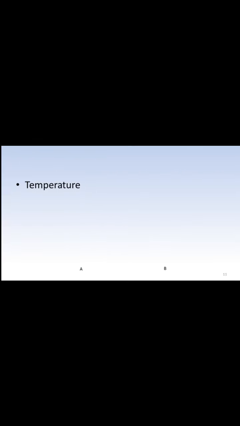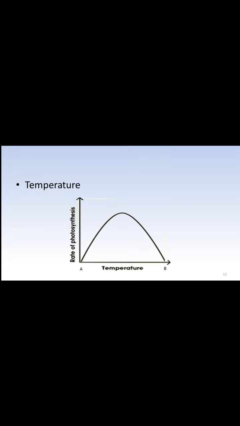Enzymes are proteins that function within a narrow temperature range. Therefore, as this graph is showing, if the temperature is low at point A, then the rate of photosynthesis will also be very slow because the enzymes will not be functioning properly. At the other extreme, at point B, the temperature is very high. Therefore, the enzymes will not function and photosynthesis will be very low, or it will stop.